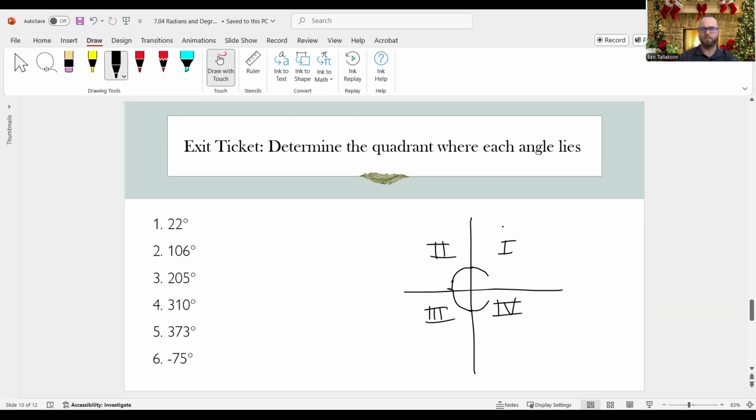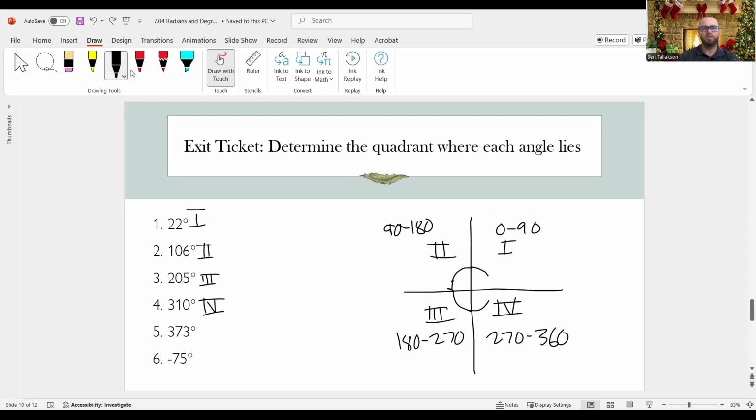So there's the quadrants, and this one, as we've seen before, is between 0 and 90 degrees, 90 to 180, 180 to 270, and 270 to 360. Okay, so 22 degrees falls in this quadrant 1 range. So that's 1, 106, quadrant 2, 205, 3. 310 is in quadrant 4. Now things get interesting.